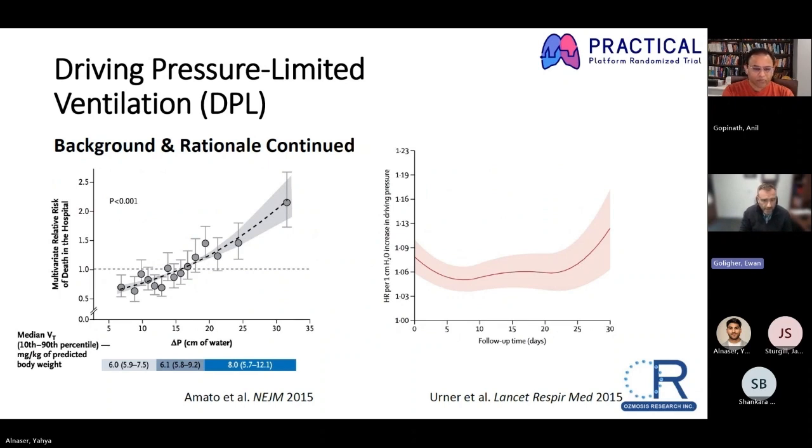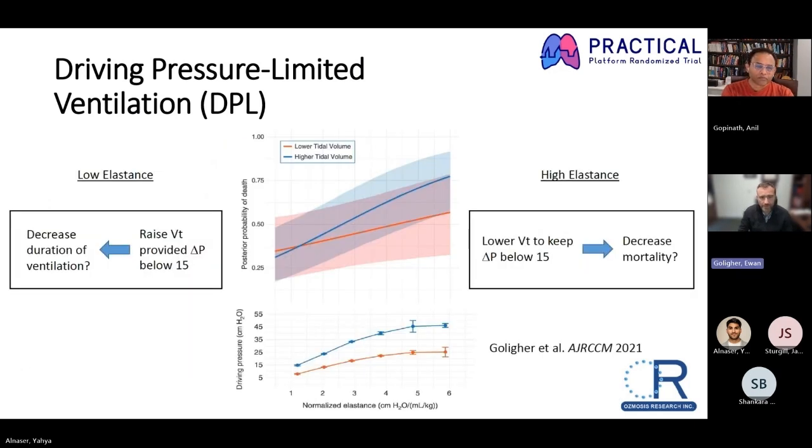A number of observational studies have pretty consistently demonstrated the outcome relevance of driving pressure over tidal volume. Amato's classic study demonstrated that, even within fairly constrained ranges of tidal volume, the driving pressure appeared to be associated with mortality. And Martin Urner and colleagues demonstrated a persistent association between driving pressure and mortality over time. Next slide.